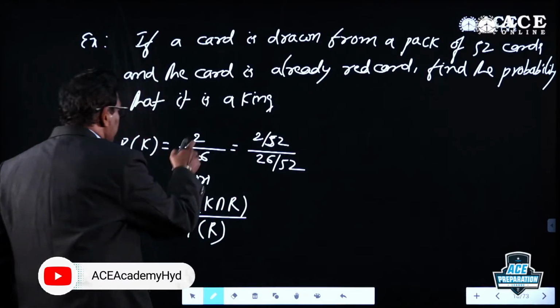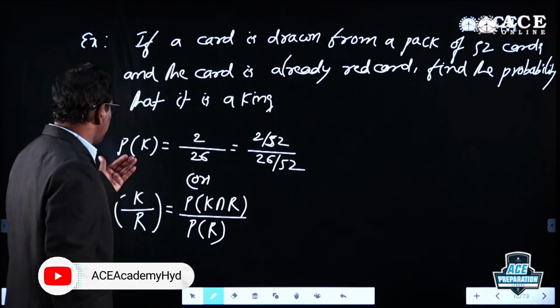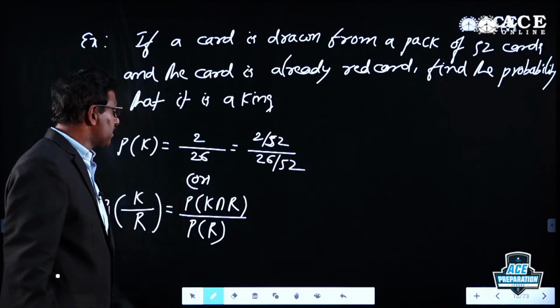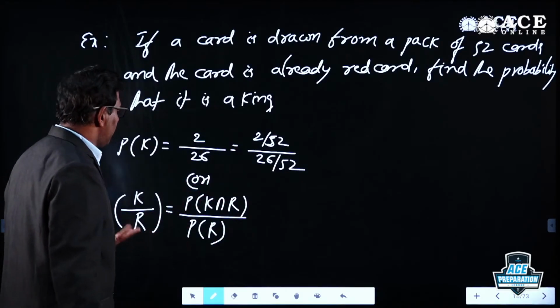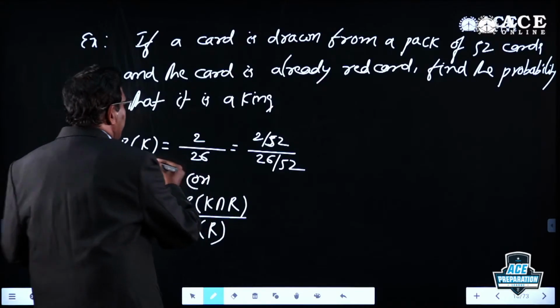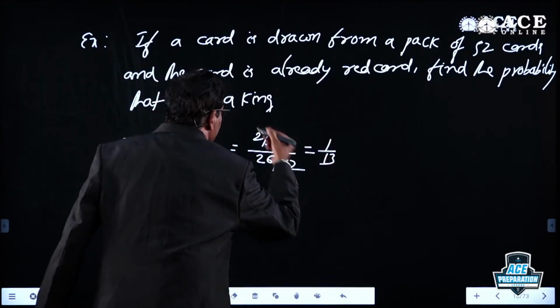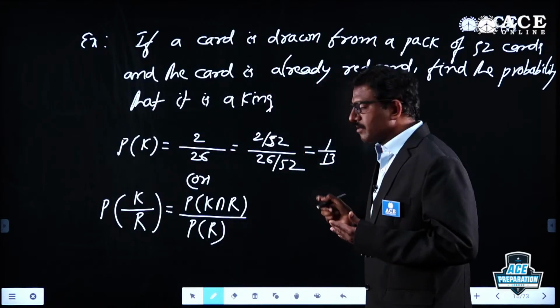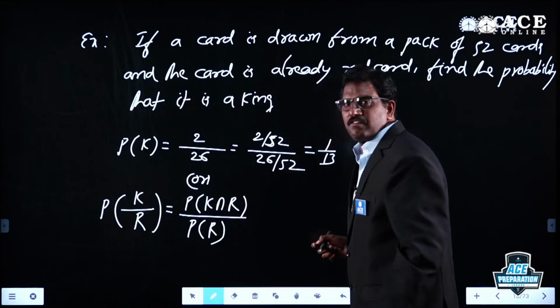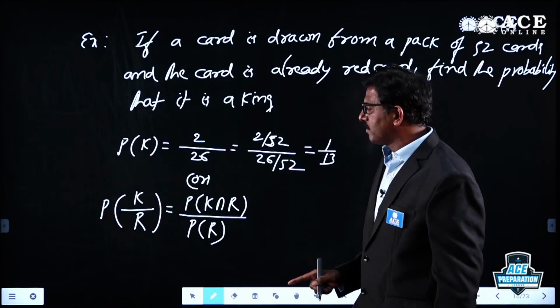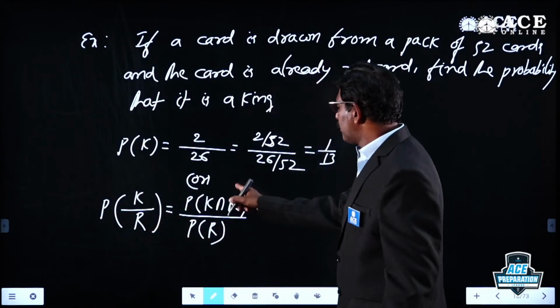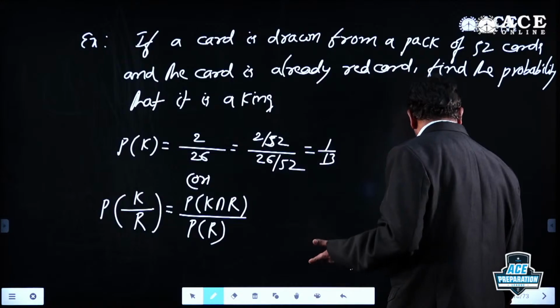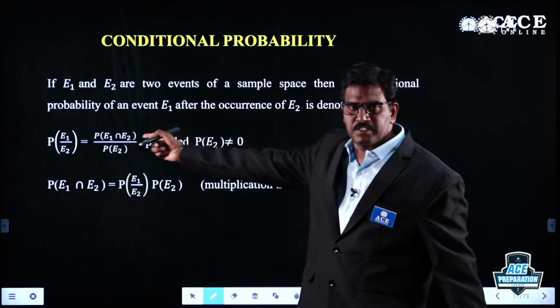So the same problem you can represent like this: P of K by R is equal to P of K intersection R by P of R. Same answer. This is easy if you solve like this, but not every problem is so easy. That's why it is better to use this definition to solve some problems easily. P of K by R is equal to P of K intersection R by P of R. This is nothing but the conditional probability definition.